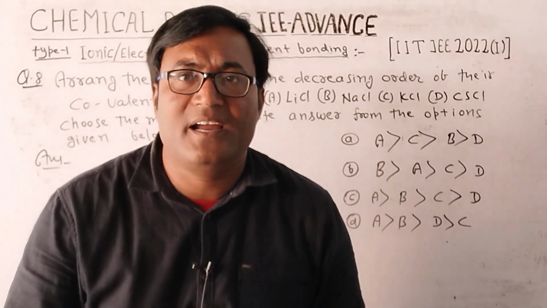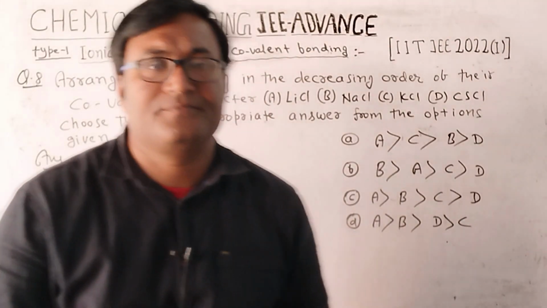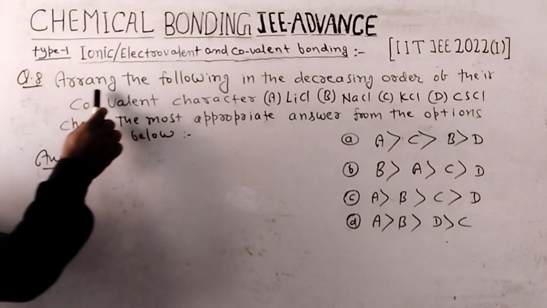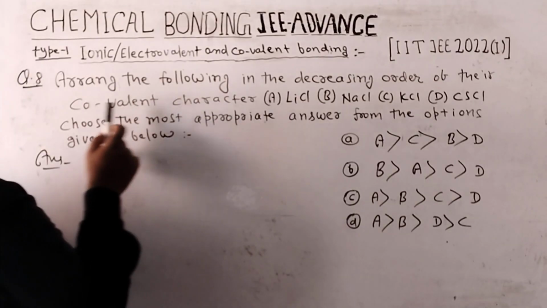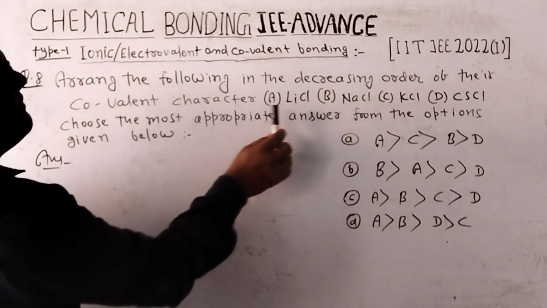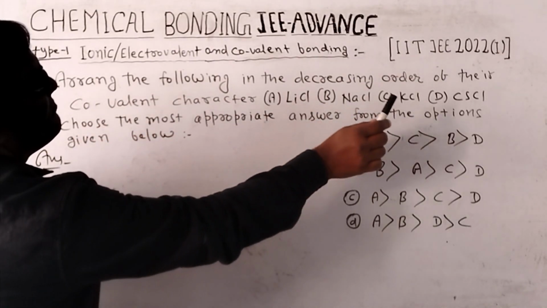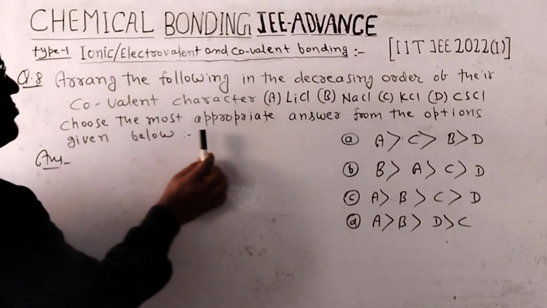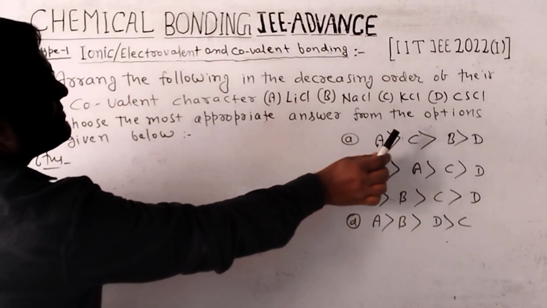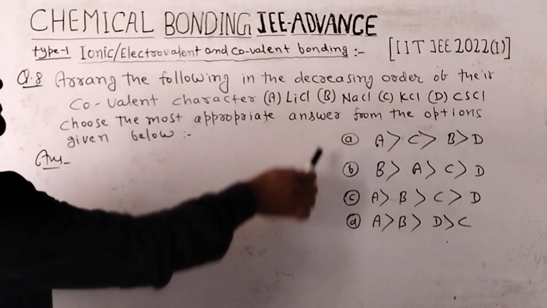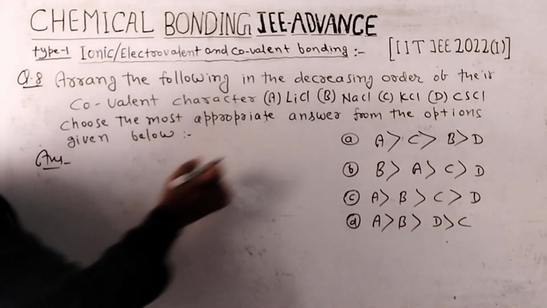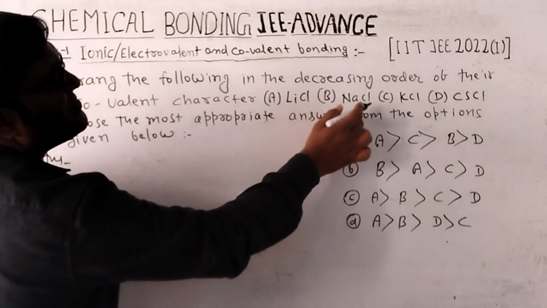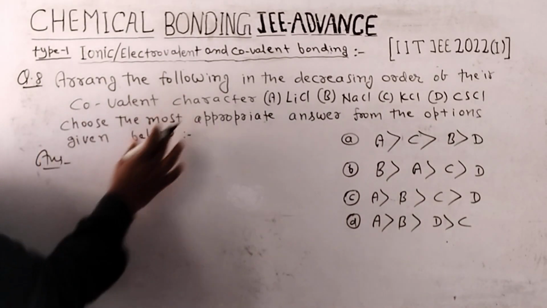Now question number 8 is based on Fajans' rule. According to this question, arrange the following in the decreasing order of their covalent character: lithium chloride, sodium chloride, potassium chloride, cesium chloride. Choose the most appropriate answer from the options given below. These options are given. Now which one is correct? The question is the decreasing order of these compounds in terms of covalent character.